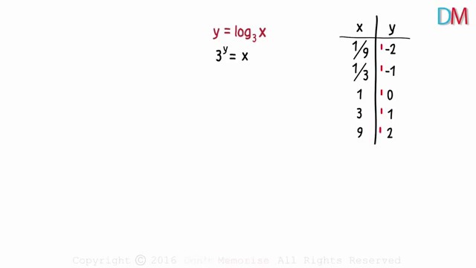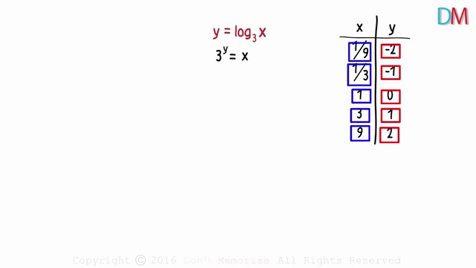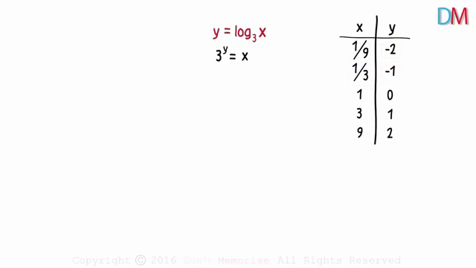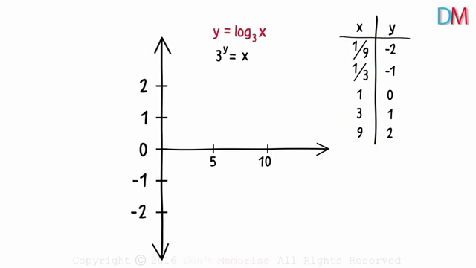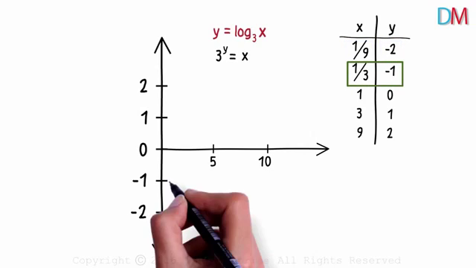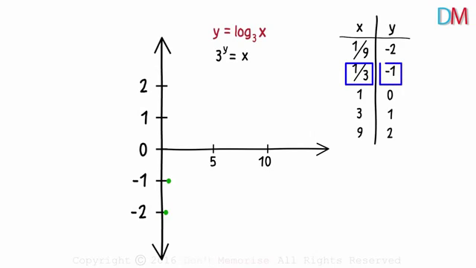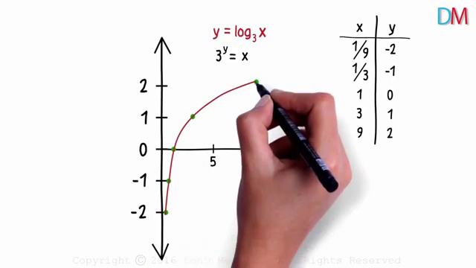Notice that no matter what the values of y are, x will always be positive. Yes, x gets smaller when y gets more negative. But x will still always be positive. So we draw the graph like this with only positive values of x. The first point can be plotted somewhere here. x is very close to 0 and y is negative 2. The second one can be plotted here, 1 over 3 and negative 1. This will be (1, 0), (3, 1) and (9, 2). Now we can plot the graph of this logarithmic function. This is how it'll look.